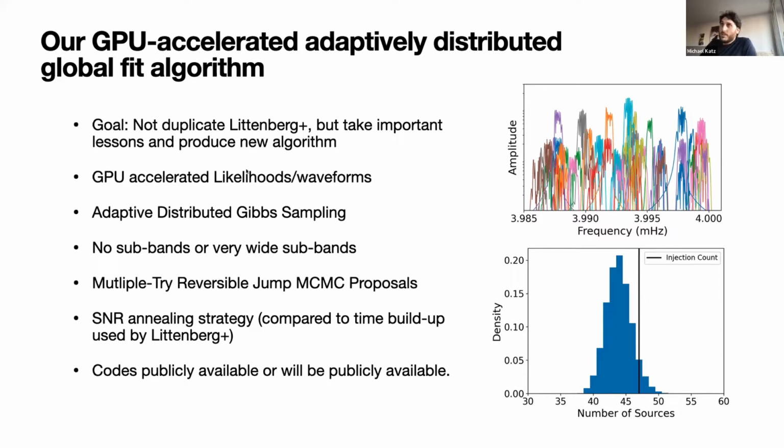These next bullet points I'll address in succession as we go through the talk. These are all things that make our algorithm a bit different, except for the last bullet point. I just want to make clear Tyson's codes are publicly available, and our codes are as well, as I'll talk about in my concluding slide.